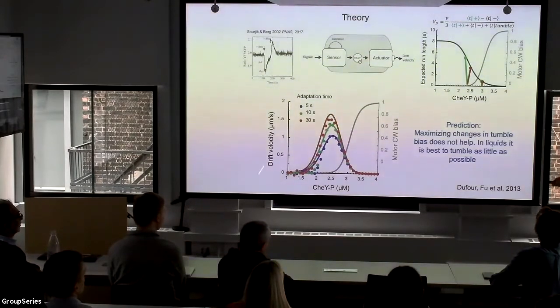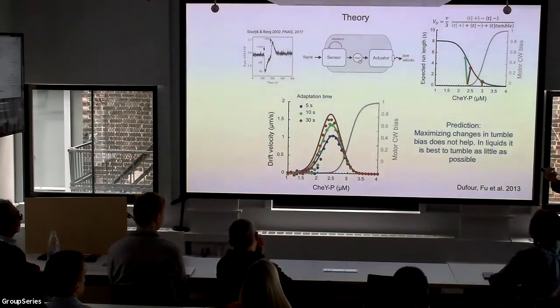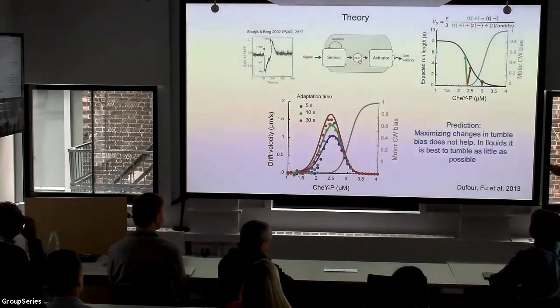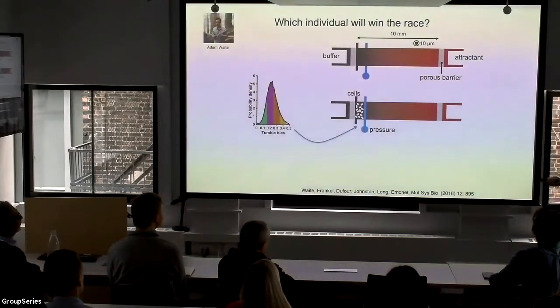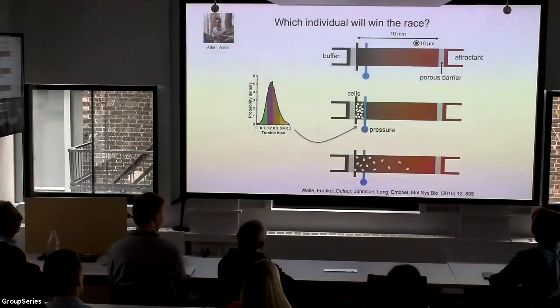But so if you then do simulation, you find that basically a probability to tumble on the order of 1% is best when you're swimming in liquid. Okay? Now we can test this prediction by doing this race of bacteria and tracking the individual cells.